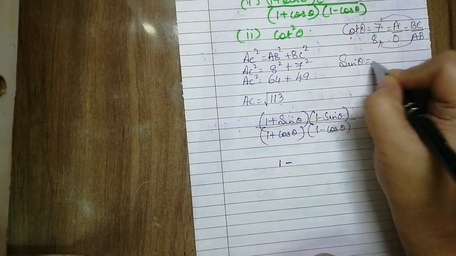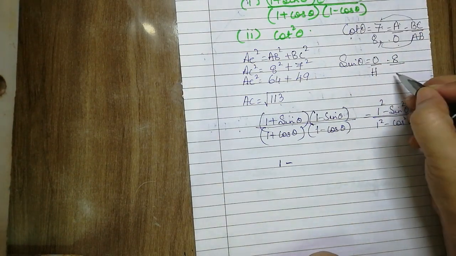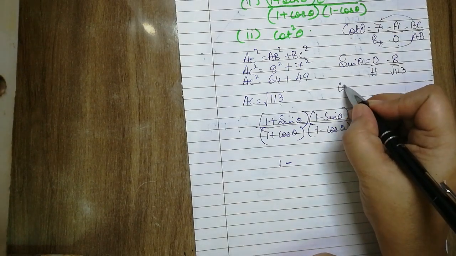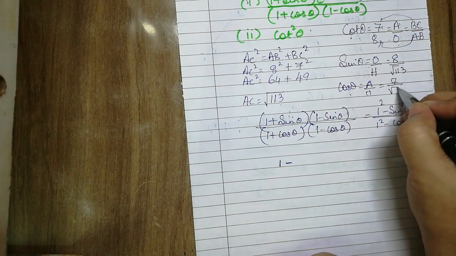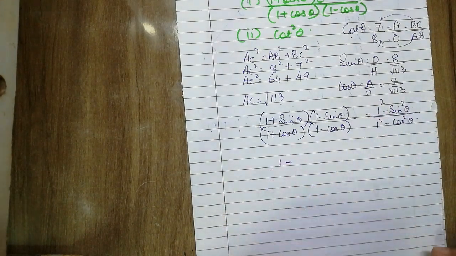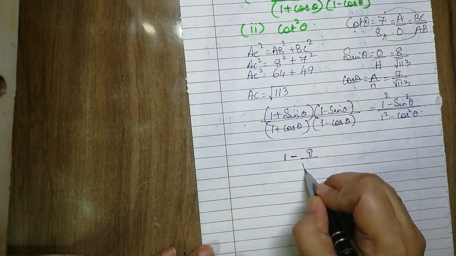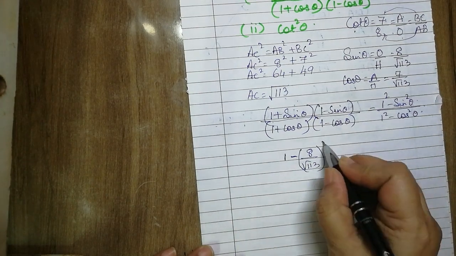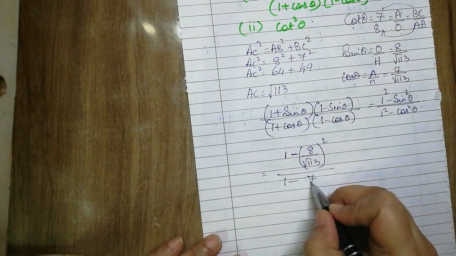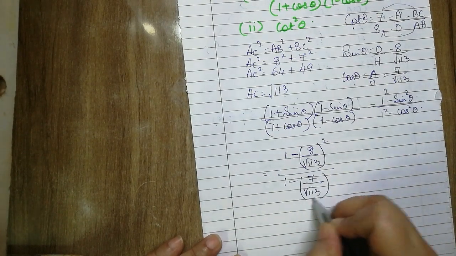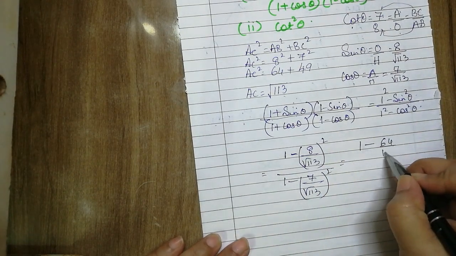Sin theta will be what? Opposite by hypotenuse. In this, opposite 8 by root of 113. Cos theta is A by H. So we get here 7 by root of 113. These values we will substitute in this equation. So sin theta we got as 8 by square root of 113. Square this because it is square, divided by 1 minus cos theta, which is 7 by root of 113. Square it. Here in this case it becomes 1 minus 64 by 113.